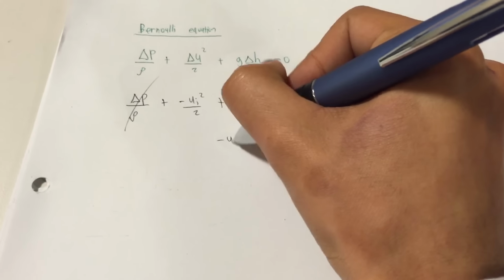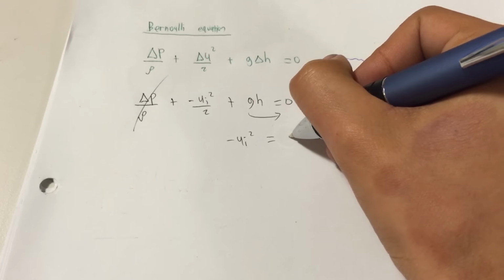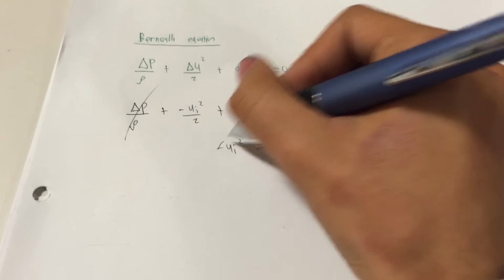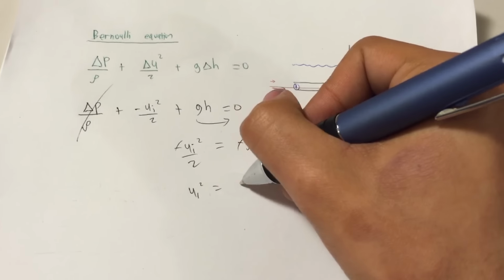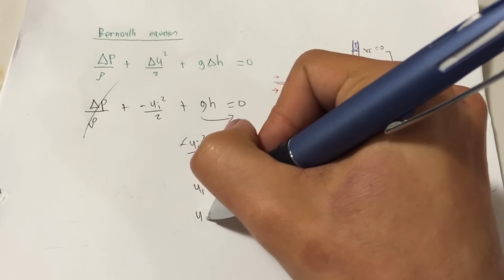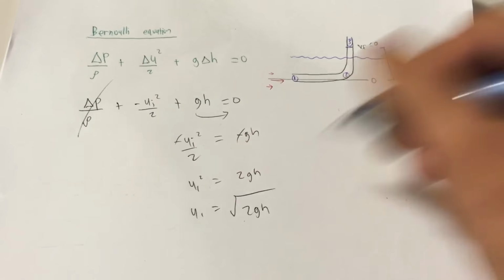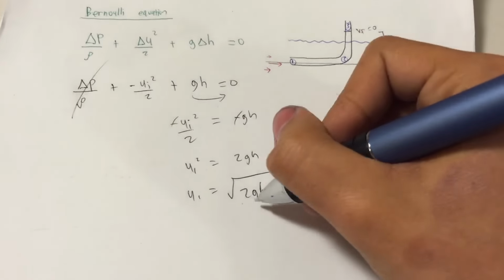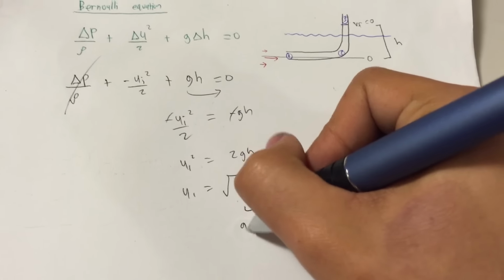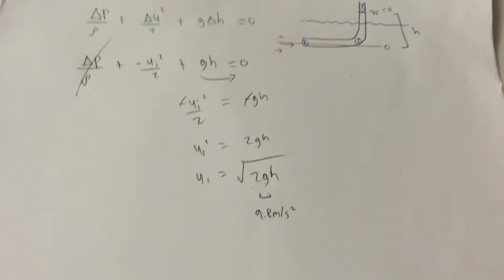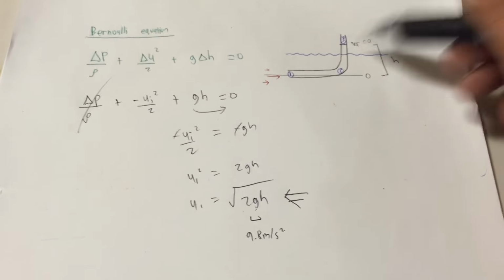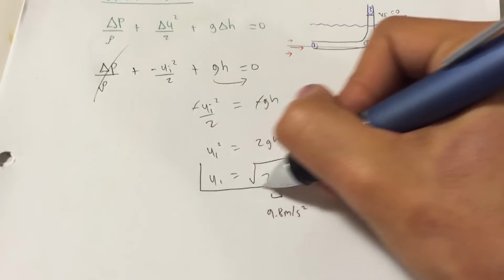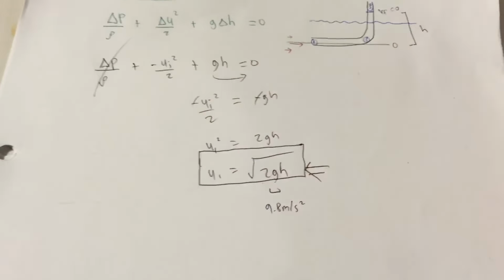Move that over, negative U initial squared is equal to negative GH, negative cancels out, over 2. So we're going to multiply the 2 over here, 2GH, and boom, we got them. Boom, 2GH. It's the same equation I use. So 2 is a constant, G is a gravitational constant, 9.8 meters per second squared. That comes from potential energy. All you have to do is find this H from the height of the water in your tube, and that's your equation.